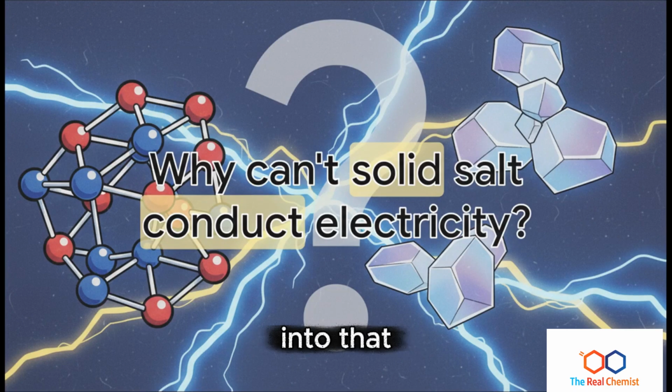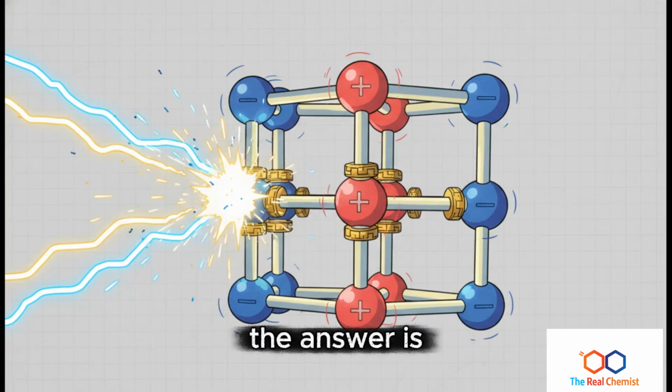So let's dig into that conductivity thing for a second. We know that salt is made of charged particles, right? Positive and negative ions. So here's a little puzzle. Why can't a solid chunk of salt conduct electricity? And the answer is actually pretty simple. Those ions are trapped. They're in jail.